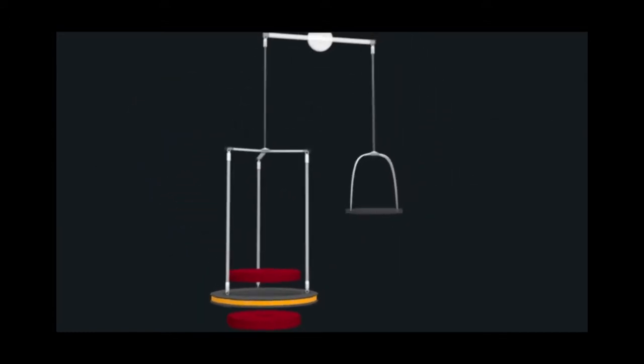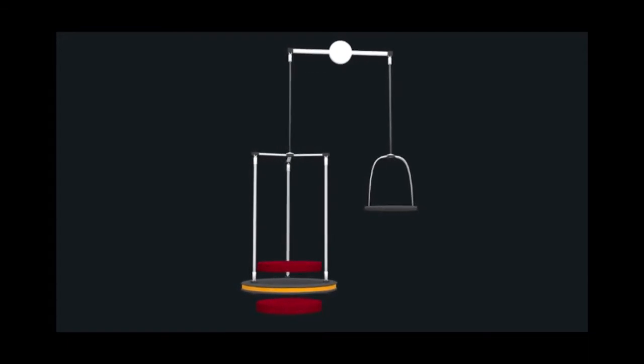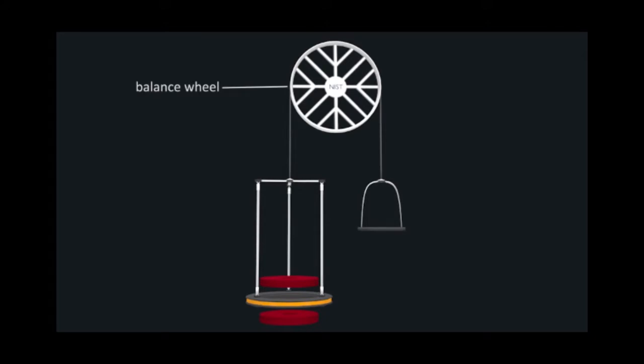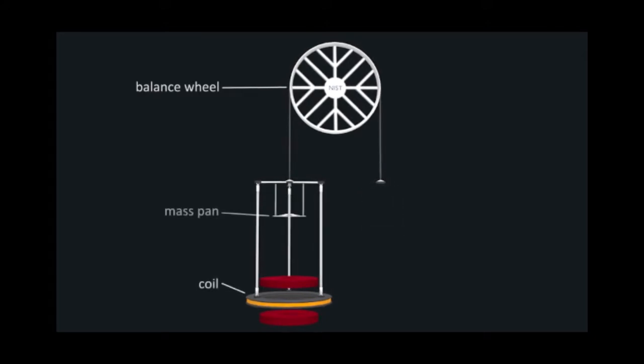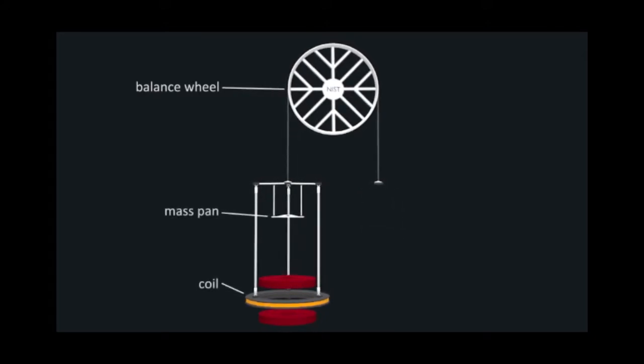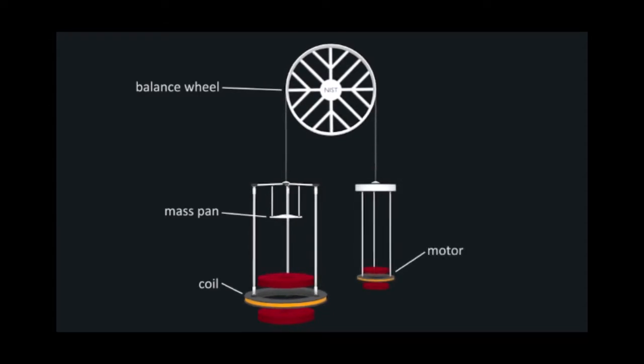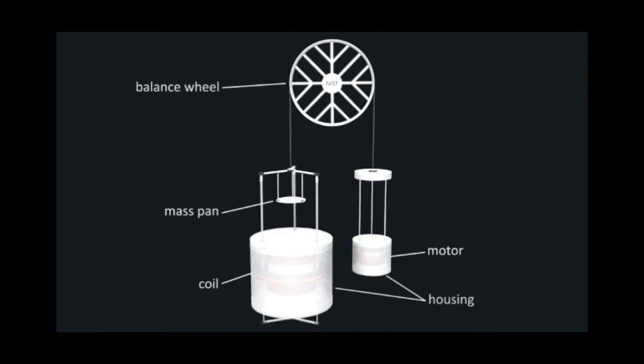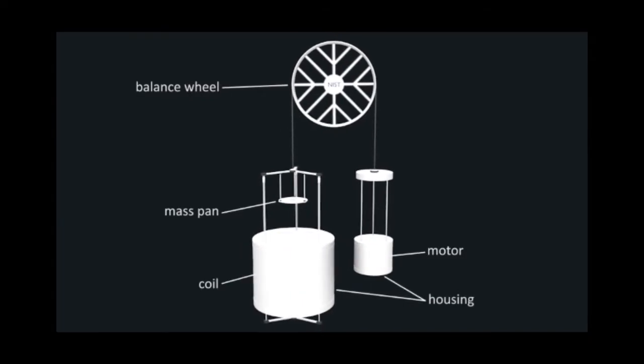NIST's new watt balance uses a wheel instead of a balance beam. Attached to the wheel on one side is the coil and a platform for the test mass. On the other side is the motor that moves the coil in velocity mode. Both the coil and the motor are surrounded by metal enclosures.